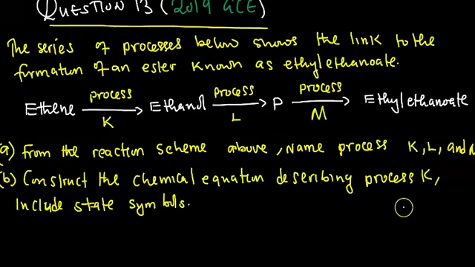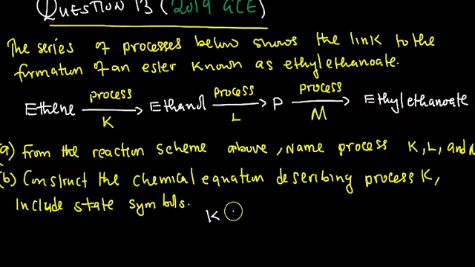Then up to question 13. Question 13 comes from 2019 GCE. The series of processes below shows the link to the formation of an ester known as ethyl ethanoate. So ethyl ethanoate is the ester that is formed here. You can see ethene through process K is converted to ethanol. Ethanol through process L is converted to P, and of course P through process M is converted to ethyl ethanoate. What is the question? From the reaction scheme above, name process K, L, and M.